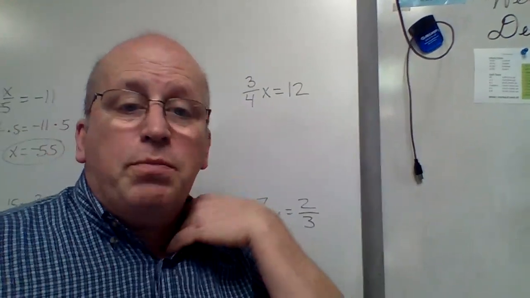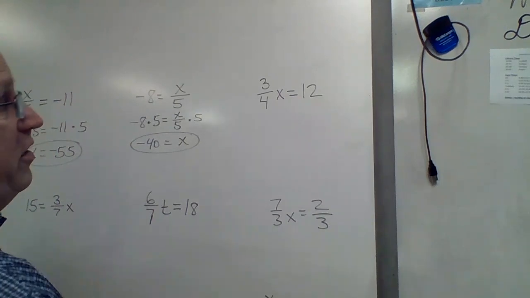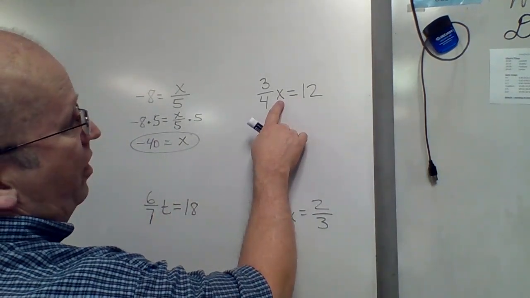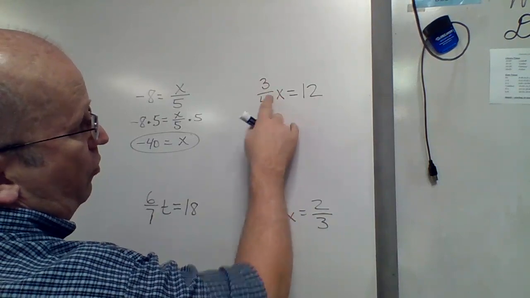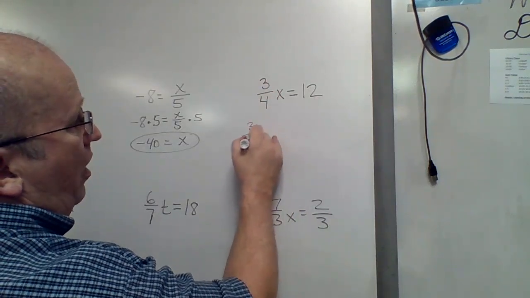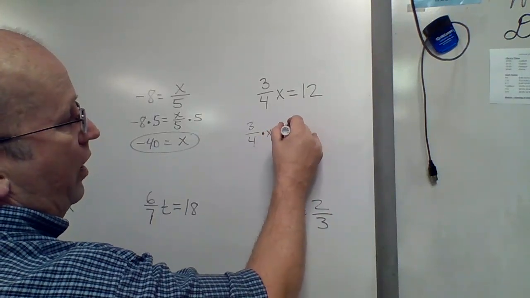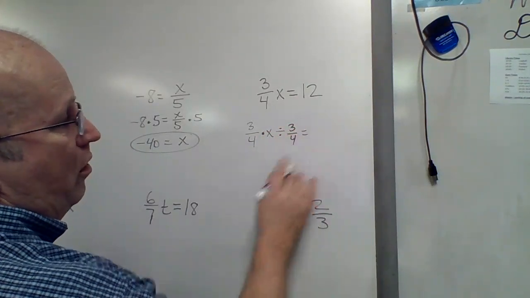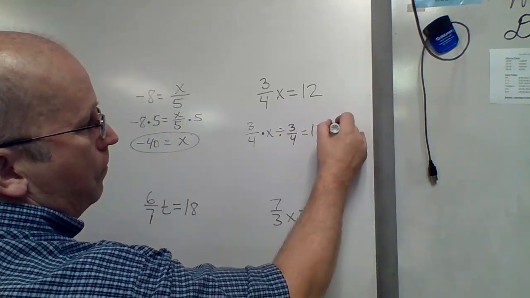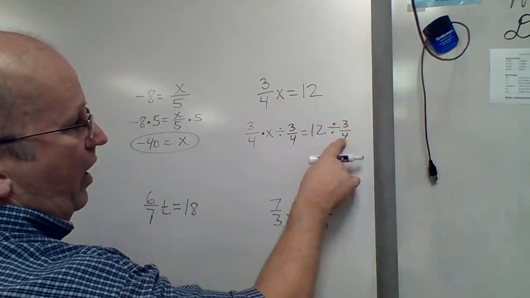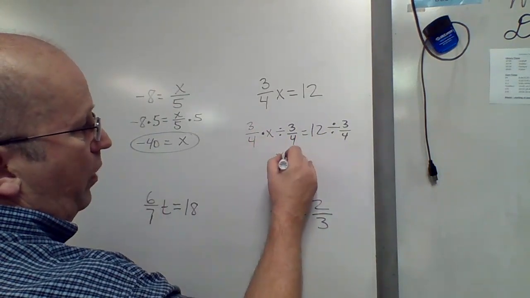Okay, on our next problem, here's where you've got to start putting your thinking caps on. Here's where we're going to add something different. What is the opposite of multiplying by 3/4? Because x is attached to this 3/4 by multiplication. Isn't the opposite of multiplying by 3/4 dividing by 3/4? So I'm going to divide both sides of the equation by 3/4. This side, it's pretty easy. We end up with x.